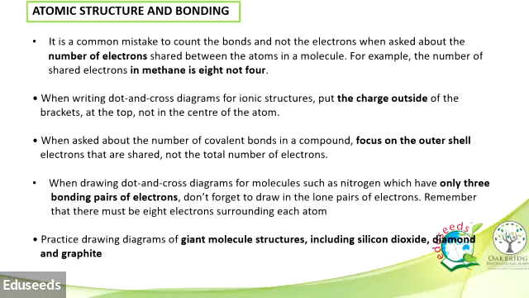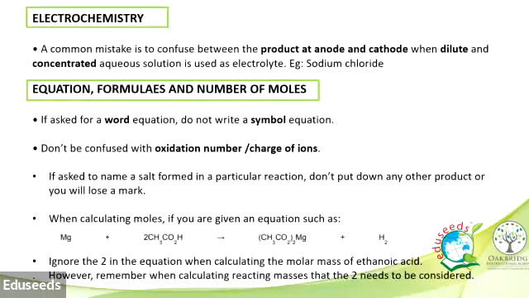Next one, practice drawing diagrams of giant molecule structures, including silicon dioxide, diamond, and graphite. Although all of them are made up of carbon atoms, there are differences in the structure and arrangement. So you need to know how to draw the arrangement for silicon dioxide, diamond, and graphite. Another thing, you also need to know what the differences are between these molecule structures.